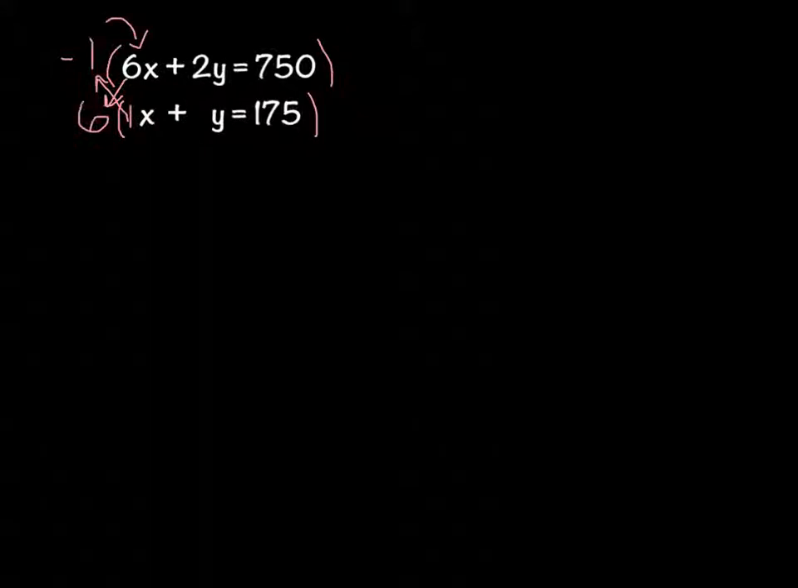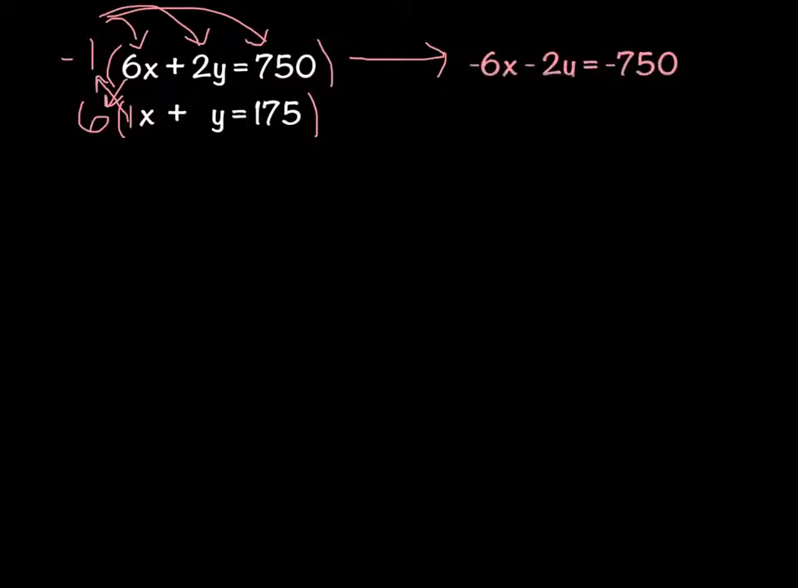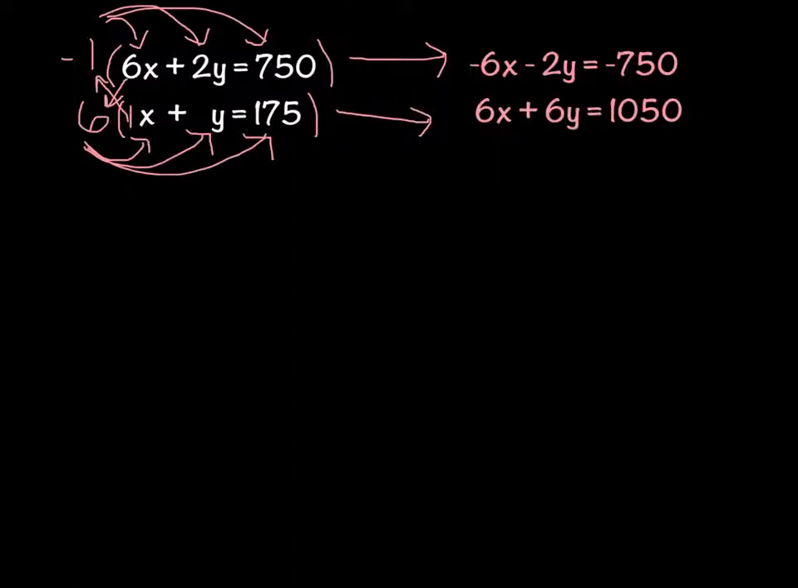From there, we want to take the -1 and distribute it to the entire equation on the top. So -1 times 6X, -1 times 2Y, and -1 times 750. This gives us a new equation, and that new equation is -6X minus 2Y equals -750. Then we want to do the same thing on the bottom. We want to take the 6 times 1X, 6 times Y, and 6 times 175, and we get another new equation, which is 6X plus 6Y equals 1050.